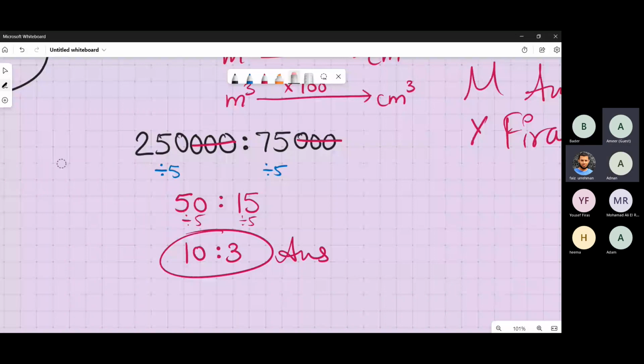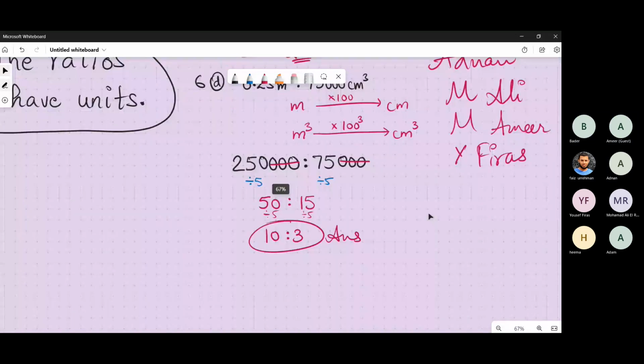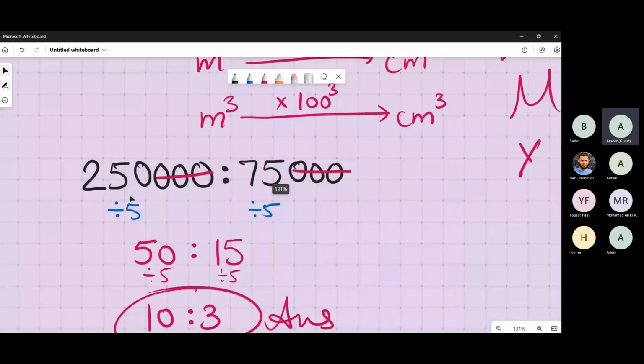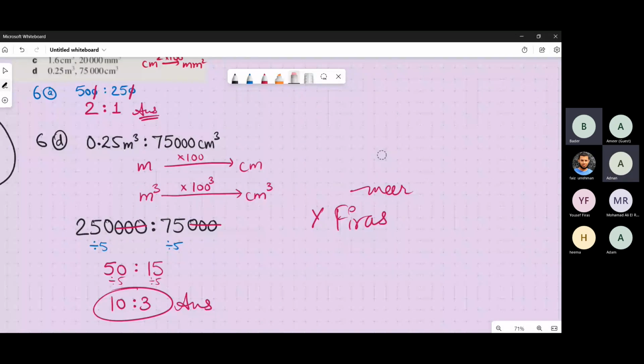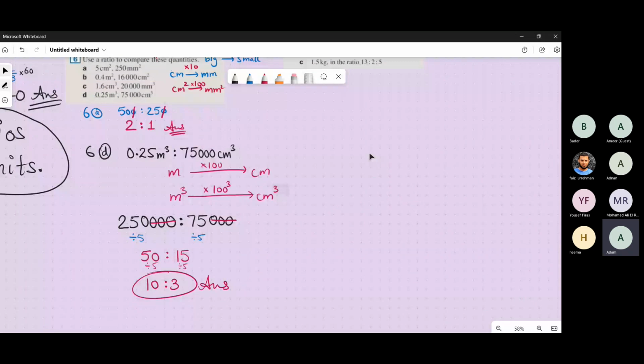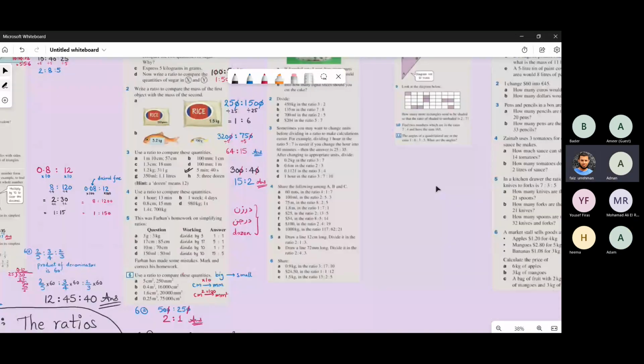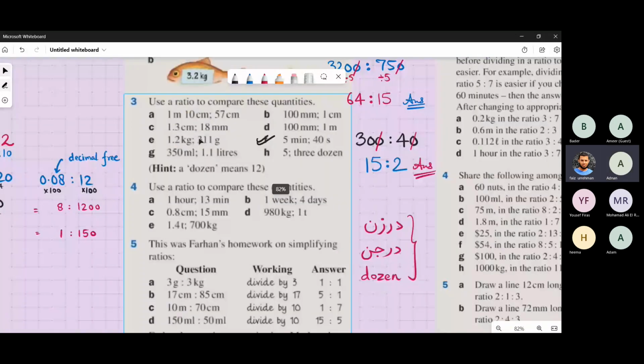Can 75 work? It cannot. In the table of 75, 250 does not come. By 25 is good. So this exercise was also not a big deal. We were just simplifying 2 units like centimeter, mm, and this.